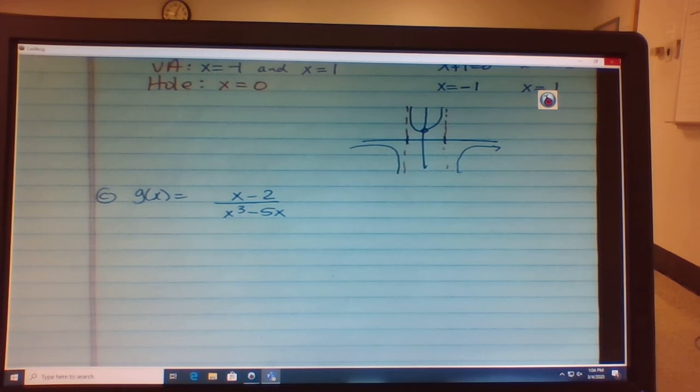And in example 4, right now, we're going to use synthetic division, which we talked about in the previous lesson.